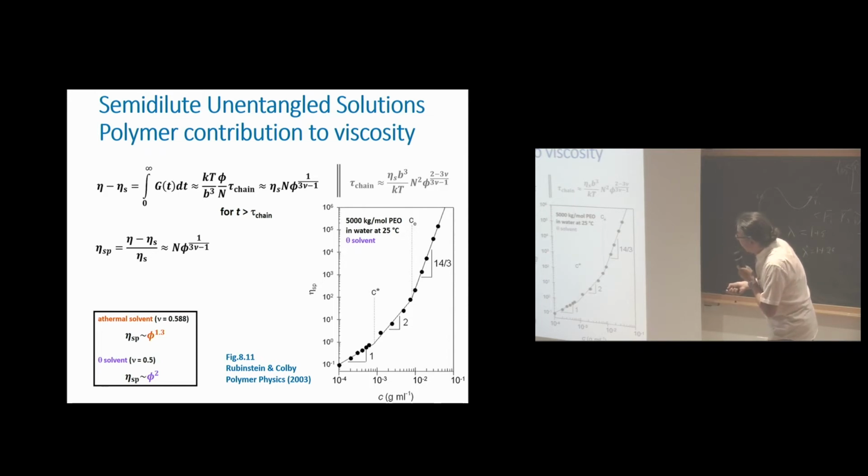So for the case of an athermal solvent, the exponent should be 1.3. And in a theta solvent, the exponent is 2. You can see the example of polyethylene oxide in water showing the slope of 2. By the way, I have never seen this one. Professor Colby, do you have the data reference for this exponent? I think so. I searched, but I haven't found it.